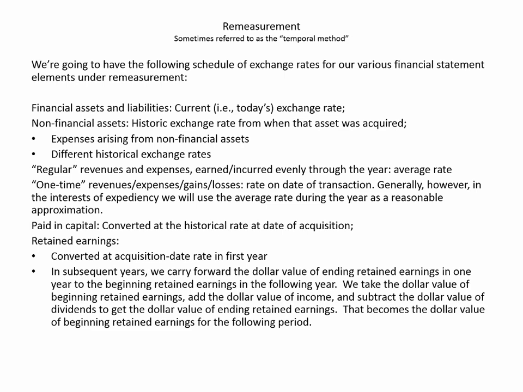Basically, we're going to take the dollar value of beginning retained earnings, add the dollar value of income, subtract the dollar value of the dividends to get the dollar value of ending retained earnings. That dollar value of ending retained earnings becomes the dollar value of beginning retained earnings for the following period.